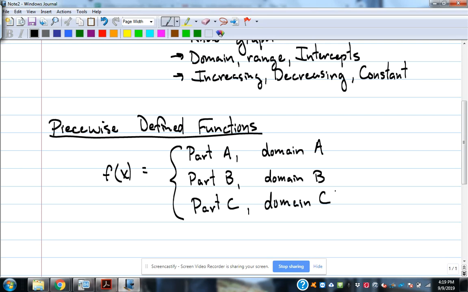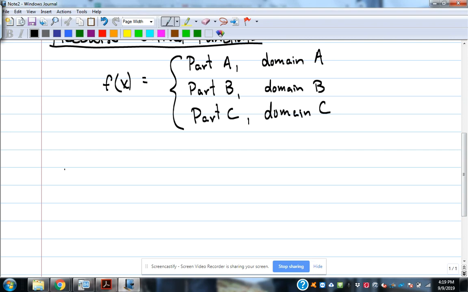The whole function has a domain, but each individual part has a portion of that domain. The domain for the entire function is based on all three parts together, but each part has its own domain. So it tells you where that's going to happen at. And with those parts, let's just take our first example here.